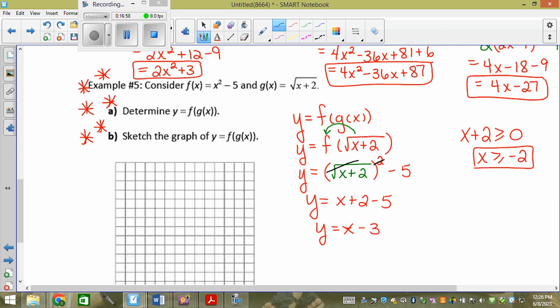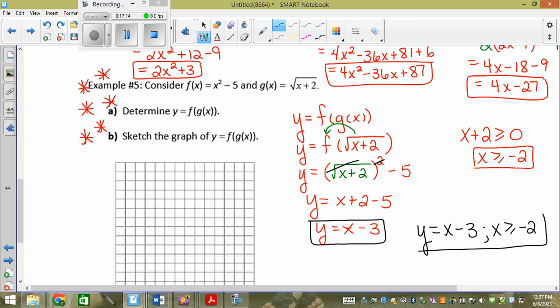Now, where does the problem lie? People not following behind with the restriction. Yes, the equation is y equals x minus 3. That's true. But it's not just that. It's actually y equals x minus 3, but x has to be greater than or equal to -2. This is the actual correct answer. It has to have the restriction. If not, you're going to draw the whole graph, and it doesn't actually exist.